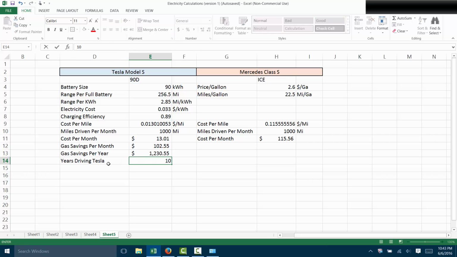That should be a fairly okay number. So 10 years of driving the Tesla. So years driving, what is the total? Now we want to calculate the total savings. After driving 10 years, it's going to be the gas savings per year multiplied times the number of years.